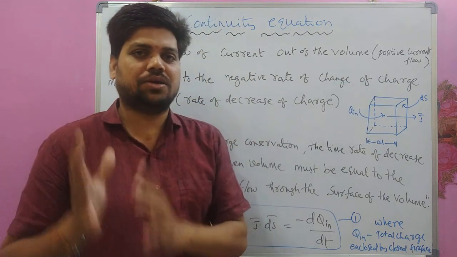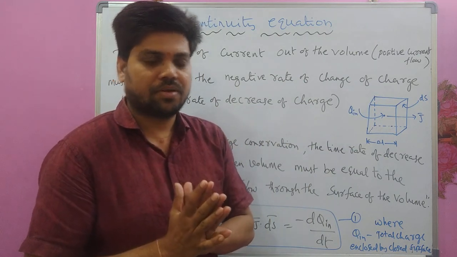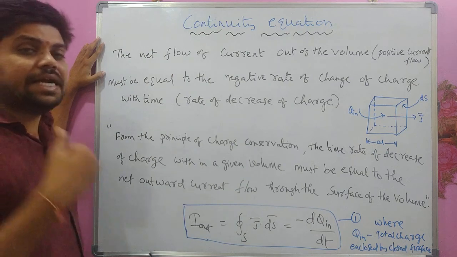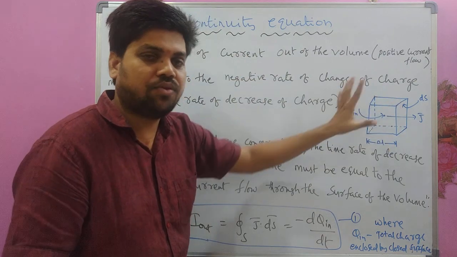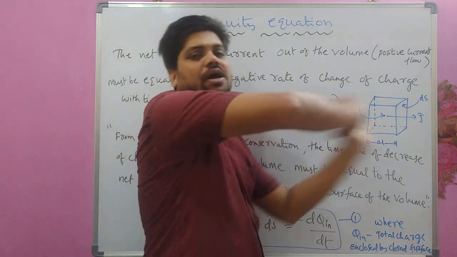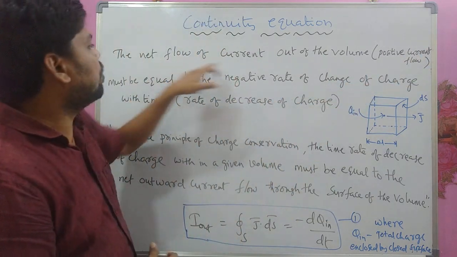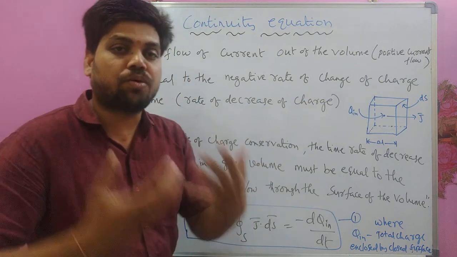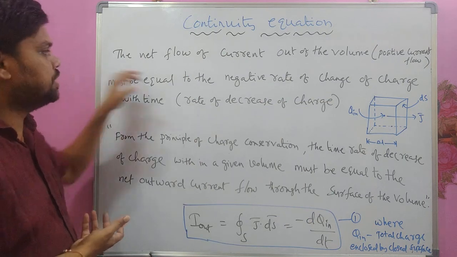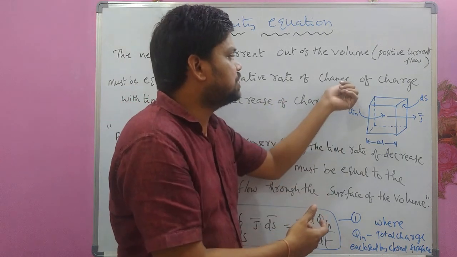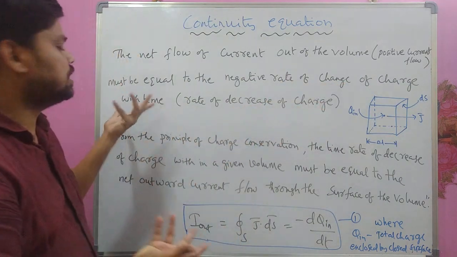What is the total charge enclosed by the body now? Capital Q, it is inside. Now see this. The net flow of current out of this volume. Because it is flowing out, we consider it as positive. So the net flow of current out of this volume, which is called positive current flow, must be equal to the negative rate of change of charge with respect to time.